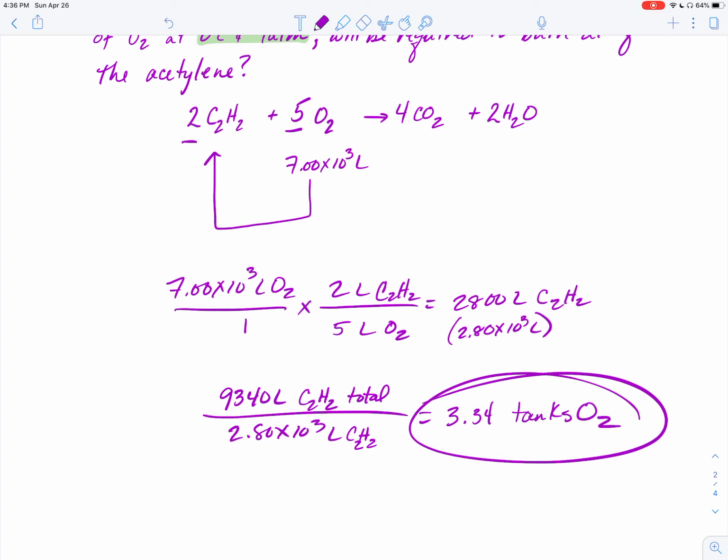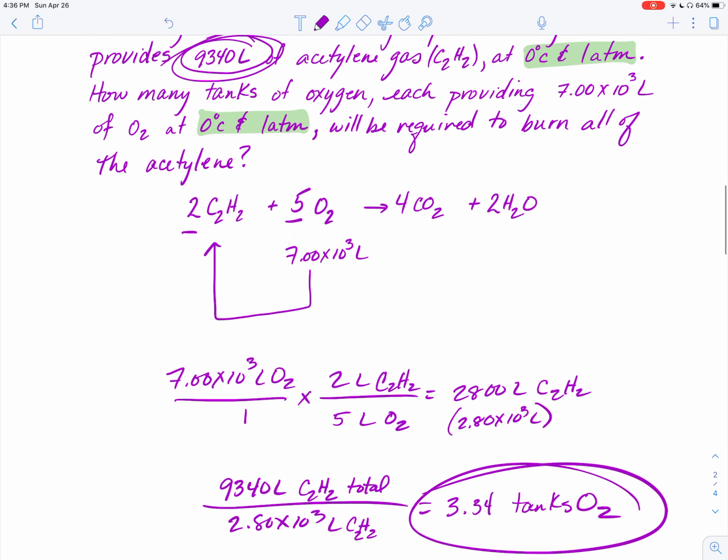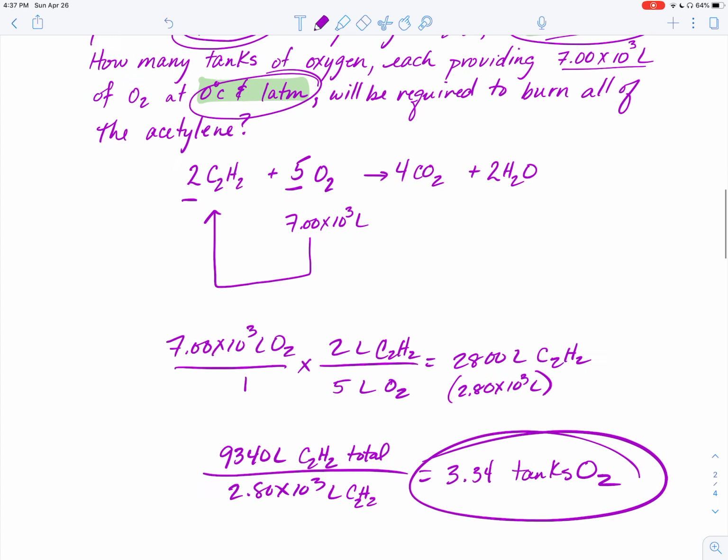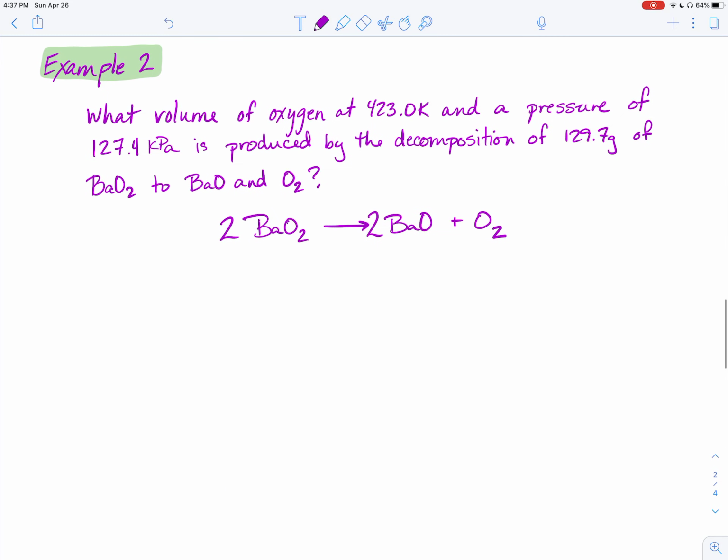This is how you would use volume stoichiometry in a balanced chemical reaction. Keep in mind that this is only usable if you're at the same temperature and pressure. If you are not, there would be some different things you would have to do, like maybe use the combined gas law to adjust one volume to the same temperature and pressure used in another value. Okay, let's do this again with another problem, except this time we're going to use stoichiometry with mass instead of volume.